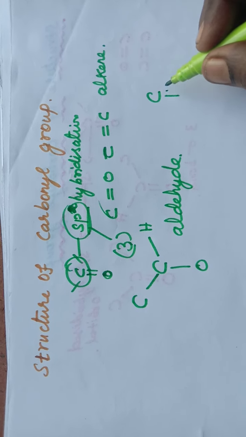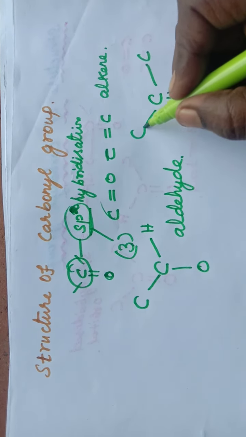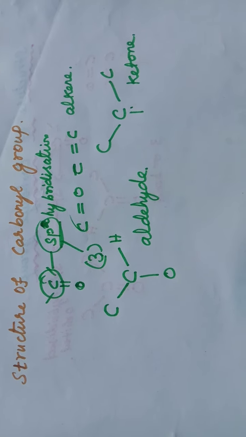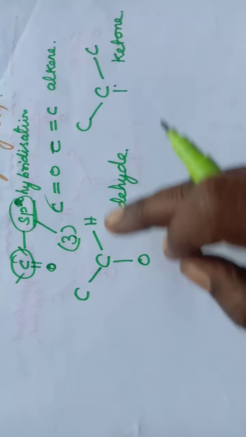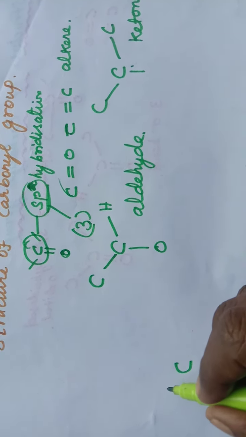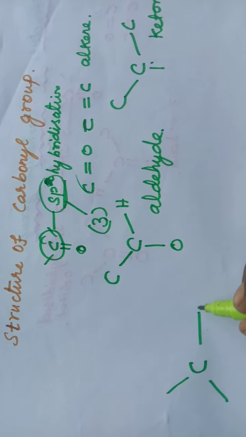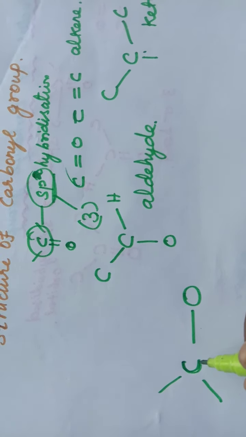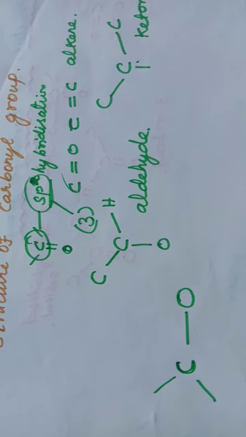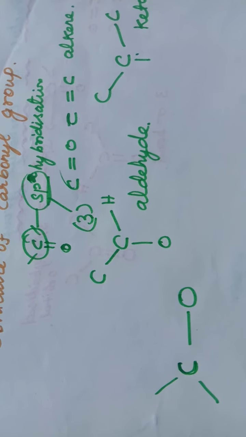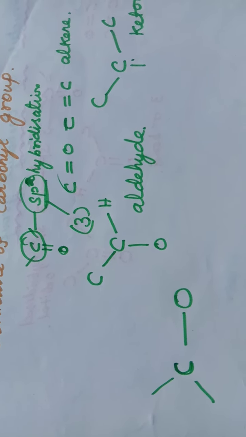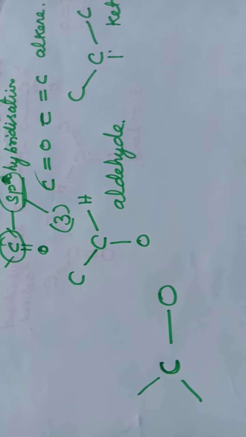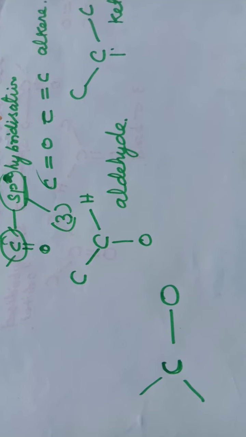In ketone, it overlaps with the carbon. These 3 sigma bonds lie in the same plane. This is one bond, this is another one, this is the oxygen bond. Now, this carbon contains one p orbital that does not undergo hybridization. So it has one unhybridized 2p orbital which lies perpendicular to the plane.